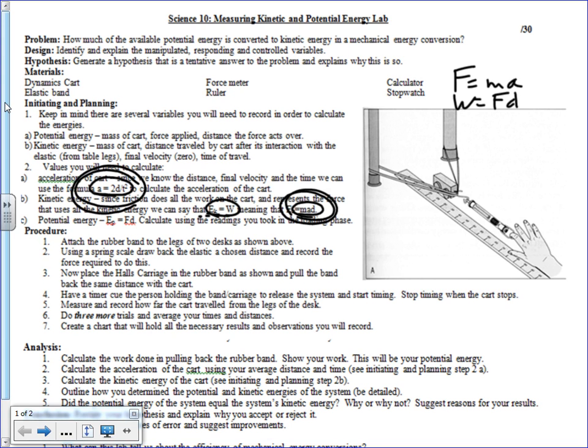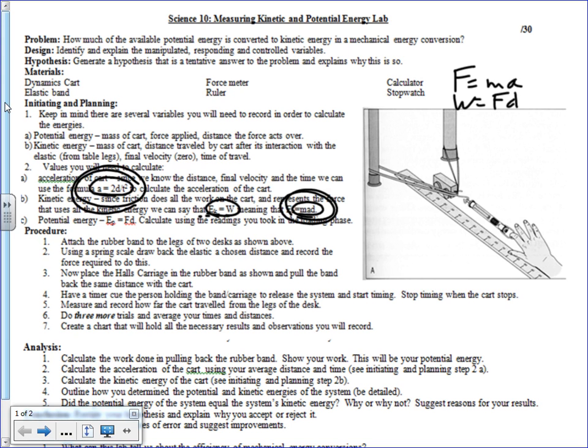Other recommendation. Pulling it back as far as possible isn't the best way to do this. There comes a point where you get so much tension in the rubber band that it snaps so hard it just flips the Hall's carriage over. So, when you're pulling that back, pick an intermediate distance. We don't need a contest on who can shoot the car the farthest. We need good data. And that actually comes from a moderate amount of stretch, not an extreme amount of stretch. Okay?